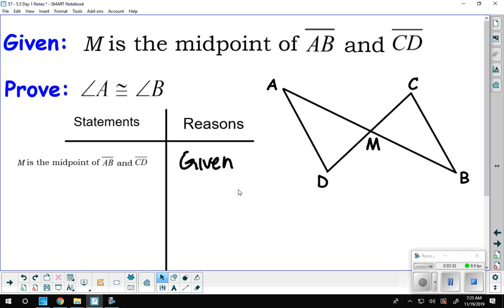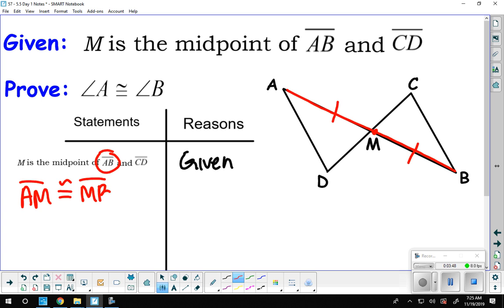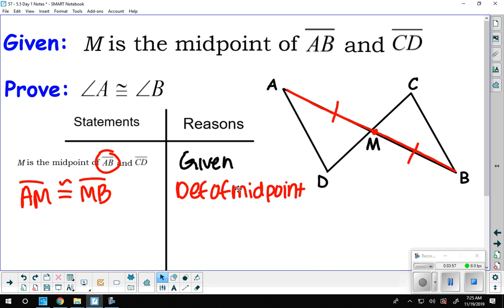All right, well, if M is the midpoint of segment AB, right, highlight segment AB. We know M is the middle, so we know that this half, AM, is congruent to this half, MB. So we can say that segment AM is congruent to segment MB, and we knew that by definition of midpoint because midpoint cuts a segment in half. You just have to make sure that you're identifying the correct segment.